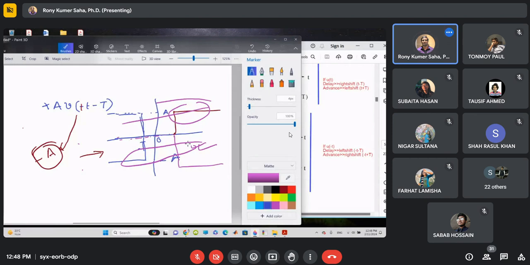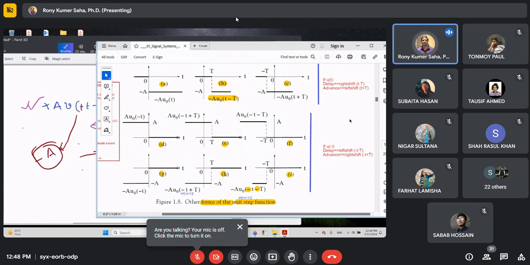So any question here? You're supposed to answer this kind of question. Maybe you're given some function and asked to draw the response of this function, or you are given the response and asked to find the mathematical expression. You may have both kinds of questions. Okay, so that's what it is.